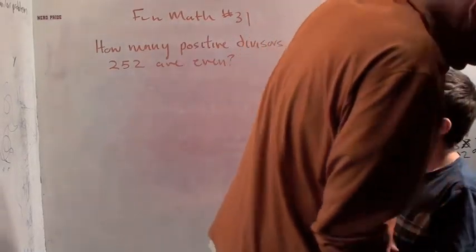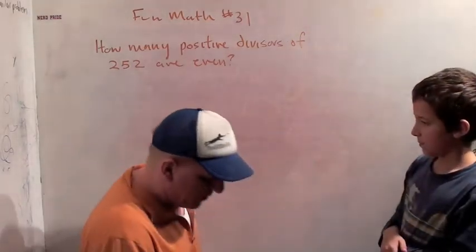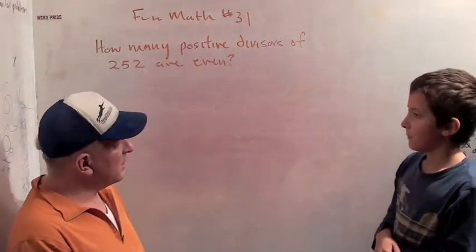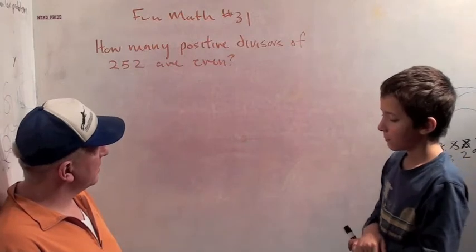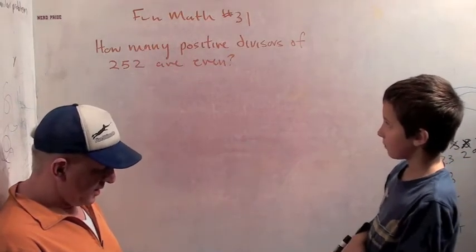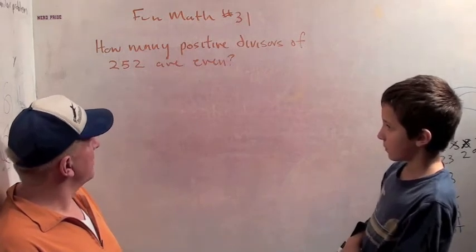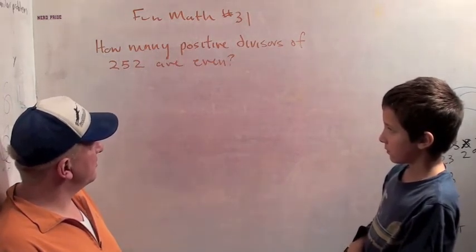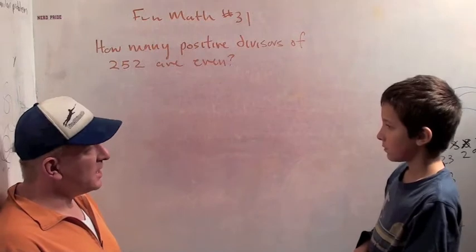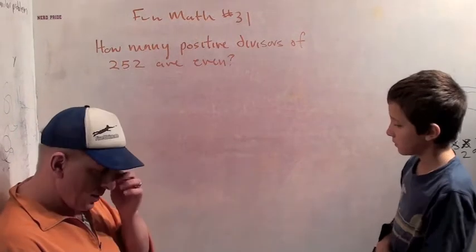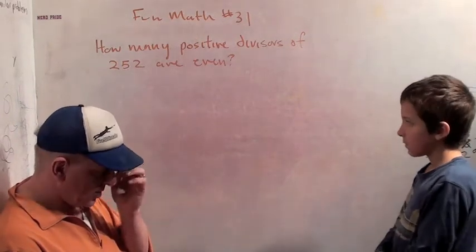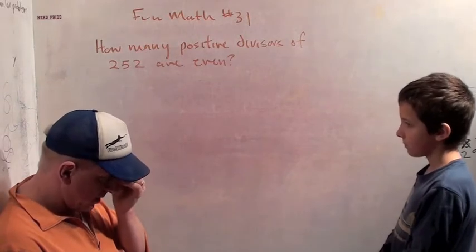Fun Math number 31. So this is a problem from Art of Problem Solving's Intro to Number Theory book, and we were just talking about something a lot like this today. So here's the question. How many positive divisors of 252 are even? Okay? Do you understand the question? Yeah.